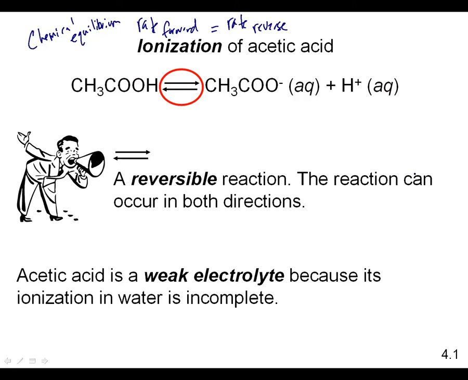So acetic acid is a weak electrolyte because it is not completely ionized in water. So again, it mainly stays together and breaks apart a little bit.